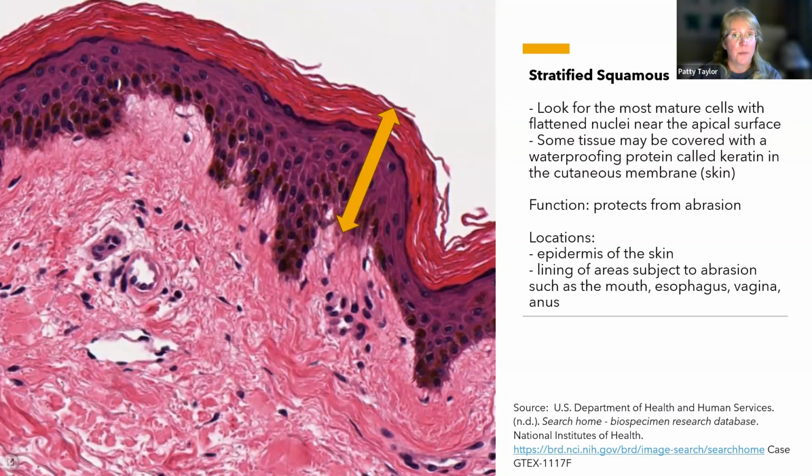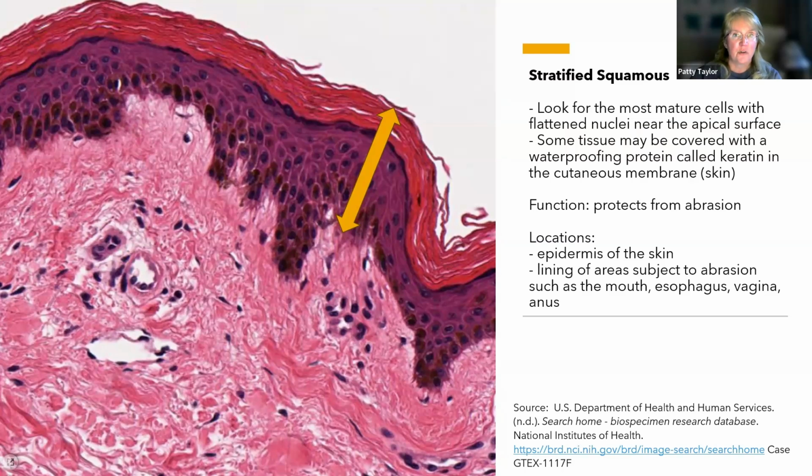Some stratified squamous forms the skin of our body, and that is keratinized with the waterproofing protein. Inside our bodies, we can have stratified squamous. However, there it is not keratinized. It is not going to be waterproofed inside the body.